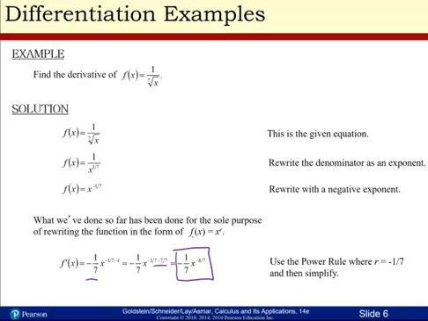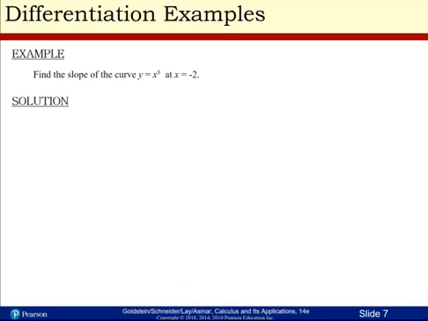Now what we've done so far has been for the sole purpose of rewriting that function so that we could get it in the form x to the r. That's why we did all of that rewriting. And we used that power rule where r was negative 1/7, and then we just simplified.